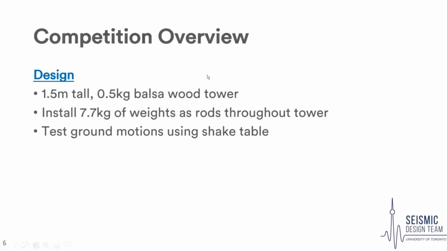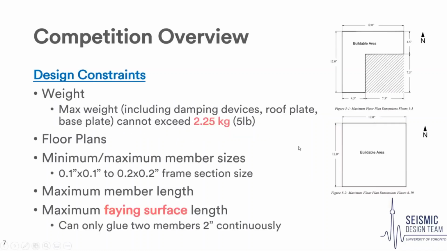All right, so the Seismic Design Competition. A quick overview. So we build a 1.5 meter tall, 0.5 kilogram balsa wood tower. We install 7.7 kilograms of weights, which come as rods that go through the tower, and then we test them on a shake table on specific ground motions that we're given. Some of the main constraints are weight, so the maximum weight of everything, including any damping devices, the roof plate, and the base plate, can't exceed 2.25 kilograms.